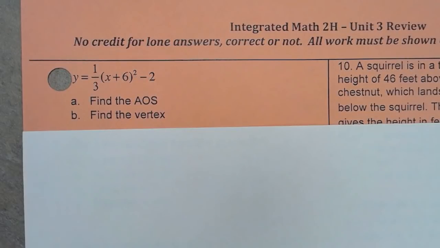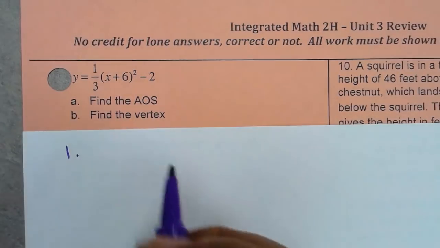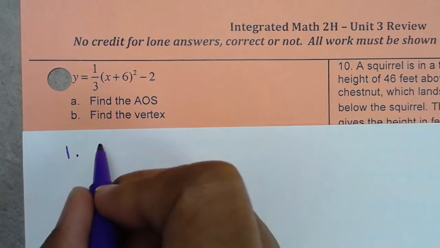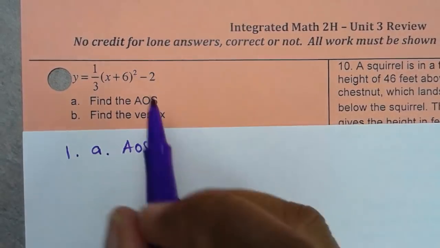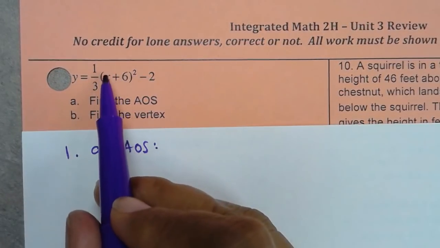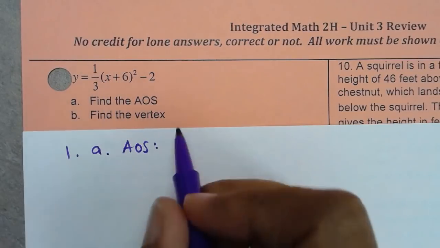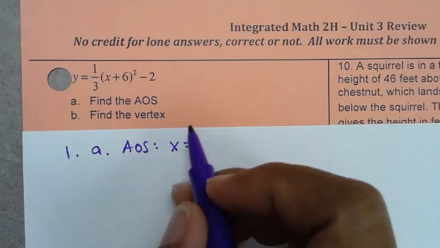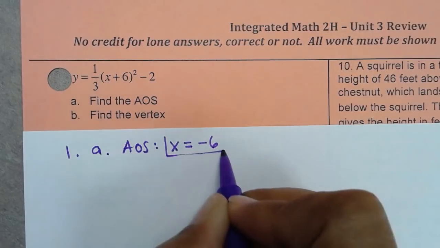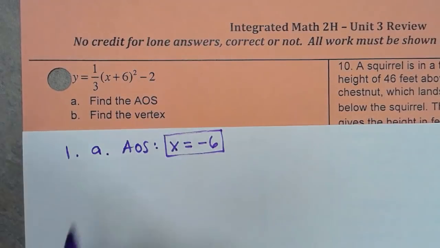Okay, this is going over the Unit 3 review. Number 1 asks us to find the axes of symmetry of this equation. So in Part A, to find the axes of symmetry, you're looking for the x value that is opposite inside here. And remember, it's a line, so you must write x equals. The opposite of positive 6 is negative 6. So axis of symmetry is x equals negative 6.